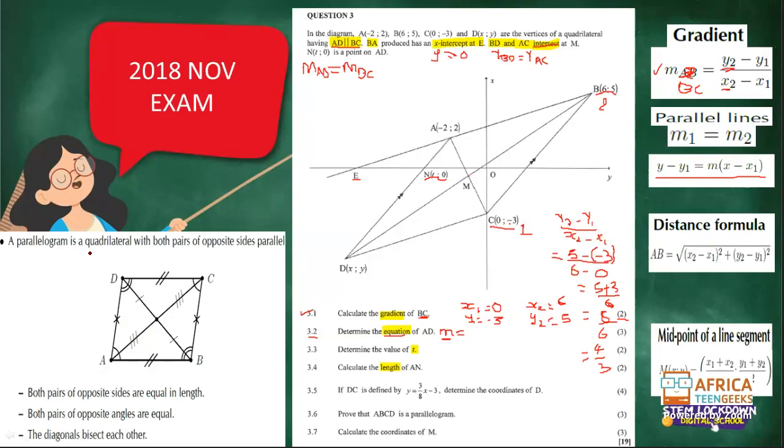So if you got the gradient for the first one, then you can use that, or you can also use the equation of y equals mx plus c. You have a point, you have a gradient, you just solve for c, and then you have the equation. So please try the rest of the problems, then we'll continue tomorrow.